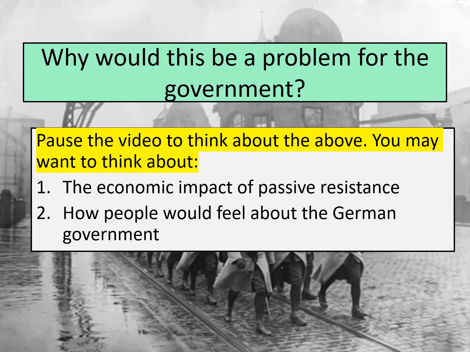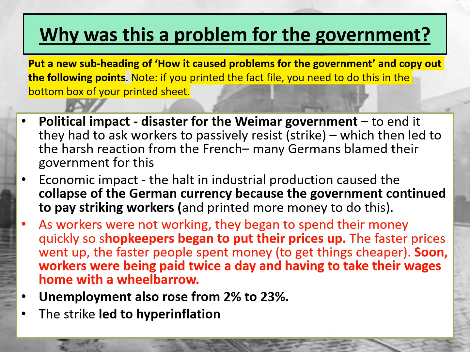Okay, so we've already kind of alluded to why this is going to be a problem for the government, but I'd like you to pause the video and have a little think about how much this would affect the government. So I want you to think about what would be the economic impact of all those strikes, and also how would people generally feel about the German government now that the French have invaded and they've ordered this policy of passive resistance. So pause the video here and just have a little think about what you'd say about these two headings here. You don't have to write anything down, just have a little think. So you've had a little think on your own.